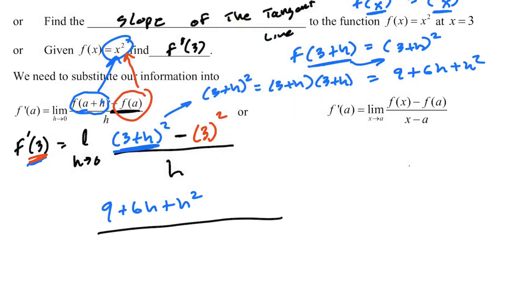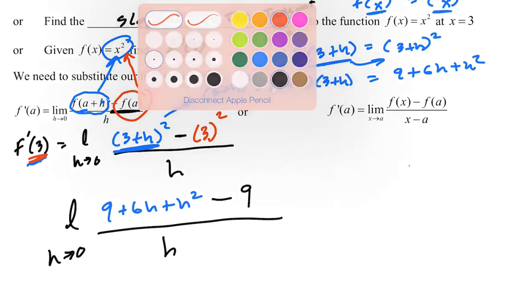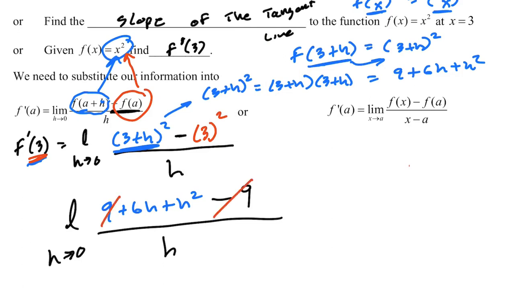Everything else is still here. We still have an h. We still have the limit as h approaches 0. Remember, you can't get rid of that until we sub it in. And we still have minus, in this case, 9. Just because the next part is my favorite part. Let's simplify this a little bit. 9 and the 9's cancel. So I just have the limit as h approaches 0 of 6h plus h squared over h.